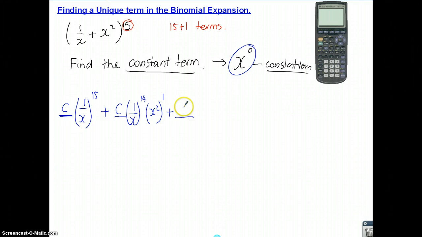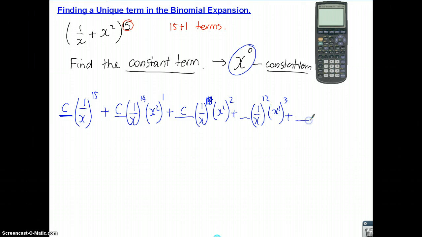Then another coefficient, whatever that comes out to be, 1 over x to the 13, x squared to the 2, going down by 1s. Remember, our exponents have to add together to give 15 all the time. Plus 1 over x, what are we up to? 12, x squared, 3. As you can see, I'm tired of doing this already. 1 over x to the 11, x squared to the 4.